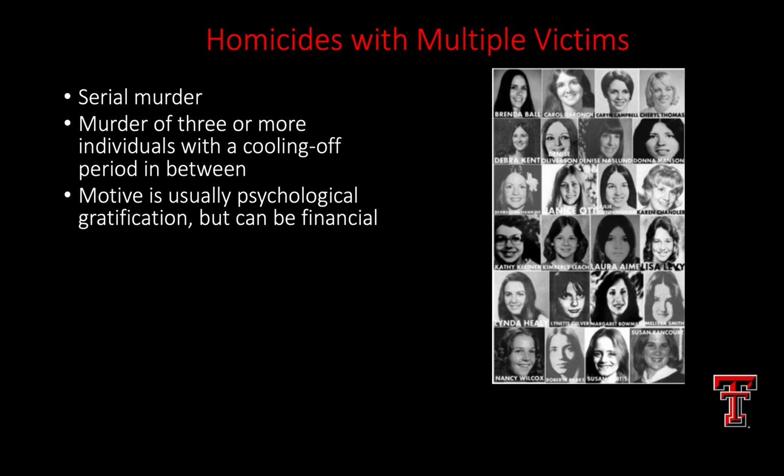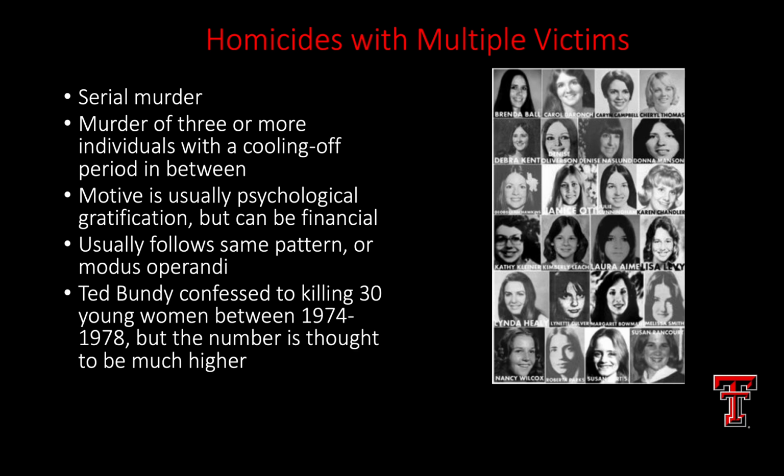The motive is usually psychological gratification. It can be financial, but normally it's simply because the person enjoys killing people. They get off on killing people. So usually they follow the same pattern or modus operandi. They'll usually go for similar victims, find their victims in similar ways, and kill them in similar ways as well. One of our most famous serial murderers, Ted Bundy, confessed to killing 30 women between 1974 and 1978, but the number is thought to be much higher than that.